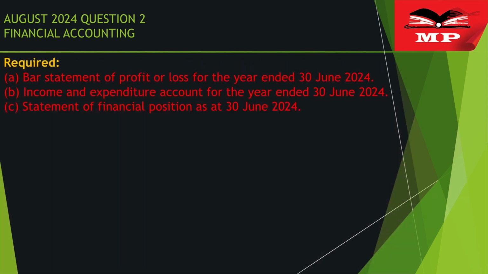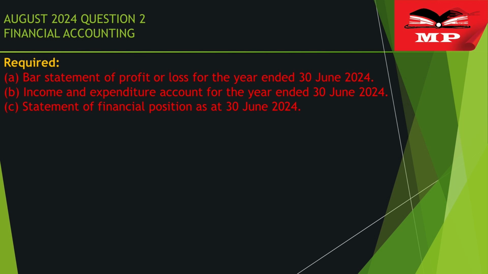Required: A, bar statement of profit or loss for the year ended 30th June 2024, 4 marks. B, income and expenditure account for the year ended 30th June 2024, 8 marks. C, statement of financial position as at 30th June 2024.